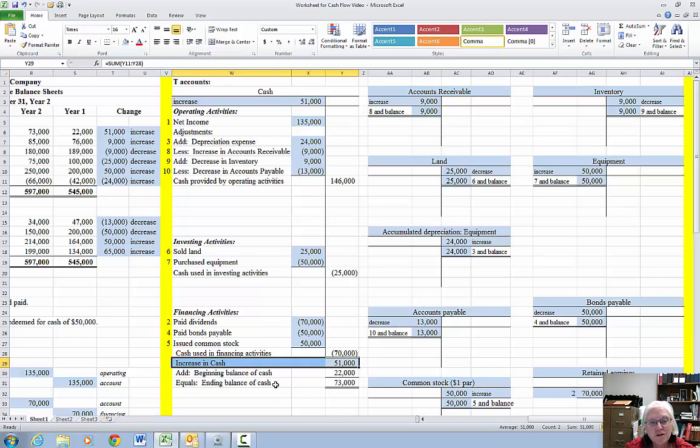So to do the cash reconciliation, you add the beginning balance of cash right there, and 51 plus 22 is going to come back to your ending balance of cash of 73. Okay, and then put the draft statement in good form, and you are good to go.